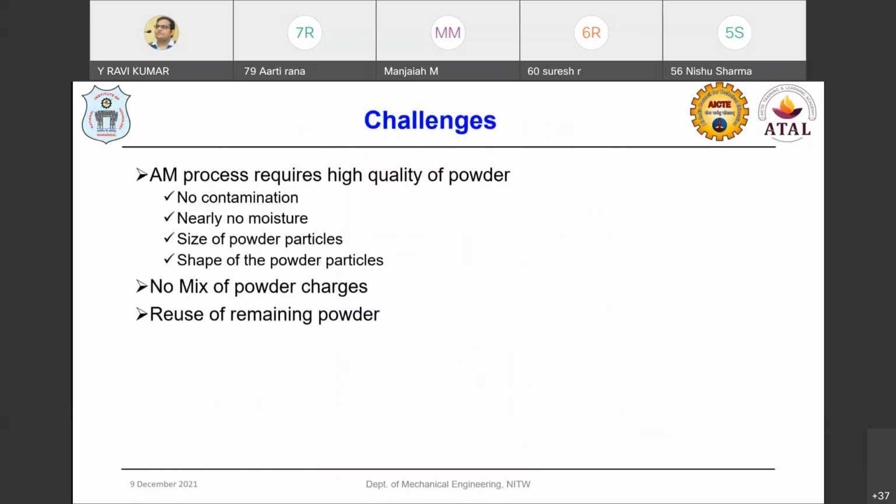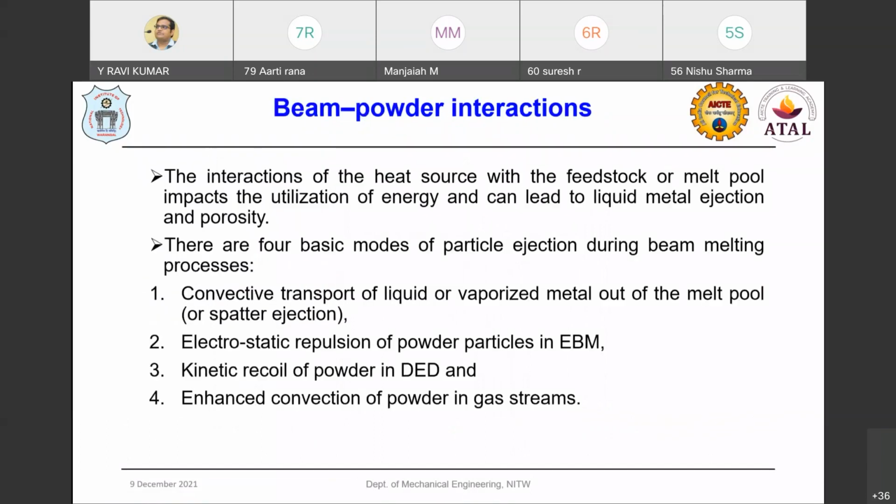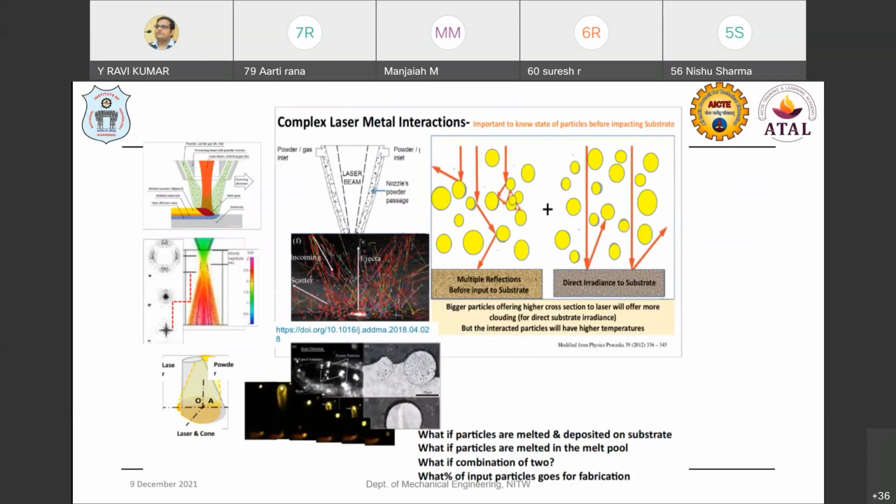And the other challenges are no contamination in the powders, nearly no moisture, and the size and shape of the powder particles should be uniform. No mixing of powder charges, and the reuse of remaining powder is also very important in DED systems. And the other aspect is the powder and beam interactions. You can see where the laser beam is interacting with the powder, there is so much ejection of the powder taking place, and scattering when the powders absorb the laser energy.